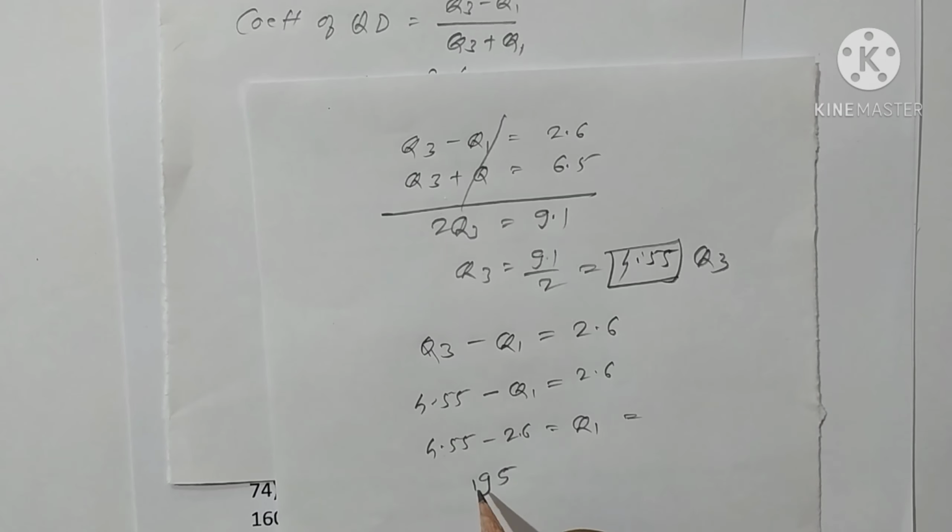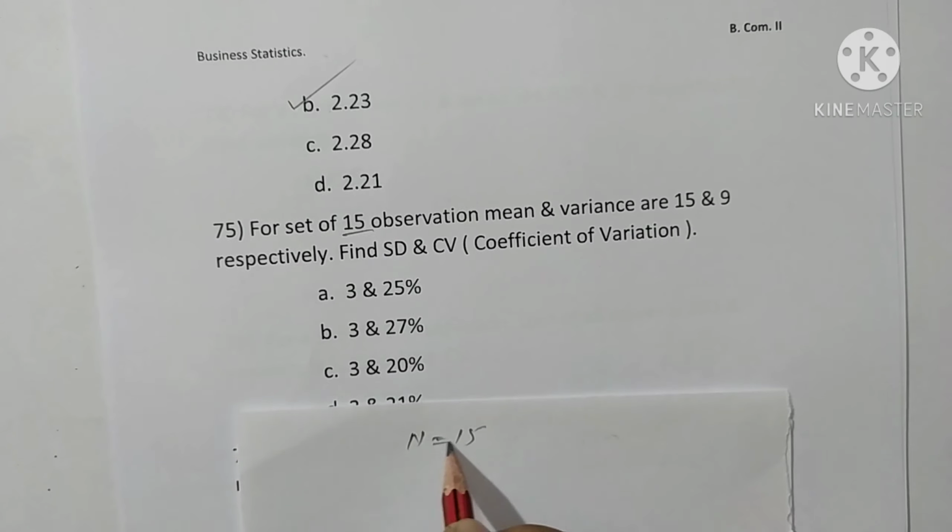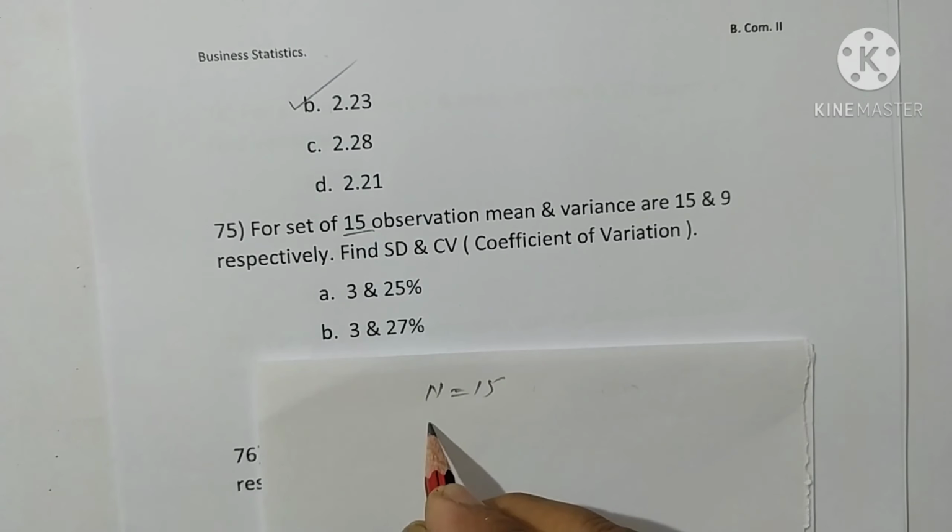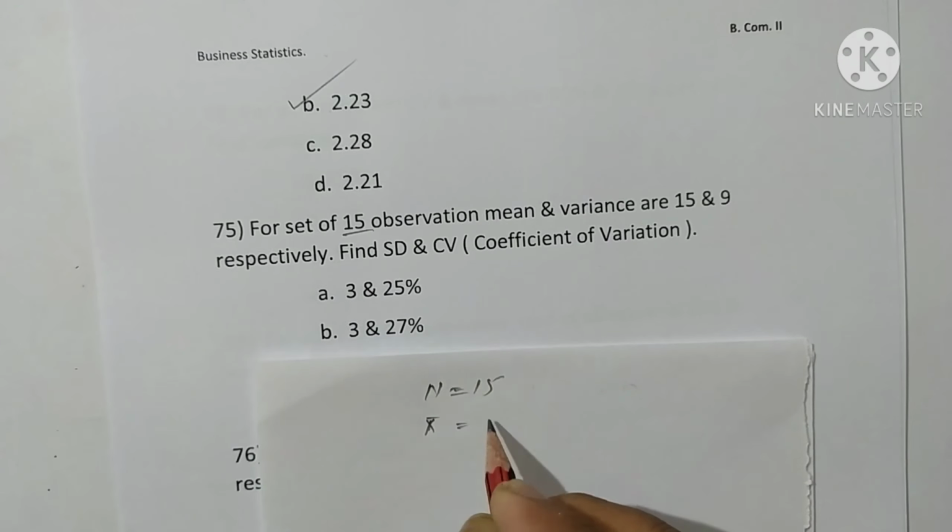Question 75. For a set of 15 observations, here n is 15, mean x bar is 15, variance is 9. We know that SD is equal to root variance, so root 9 gives SD 3. We have to find the coefficient of variation. CV formula is SD upon mean into 100. SD is 3, mean is 15, into 100. The answer is 20%. Here option C is the correct one.